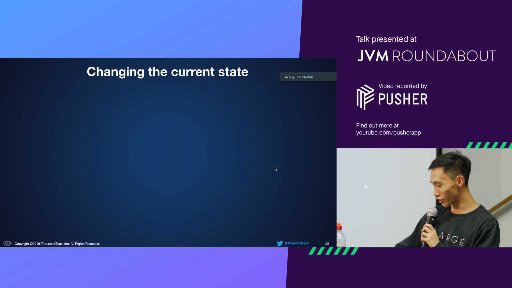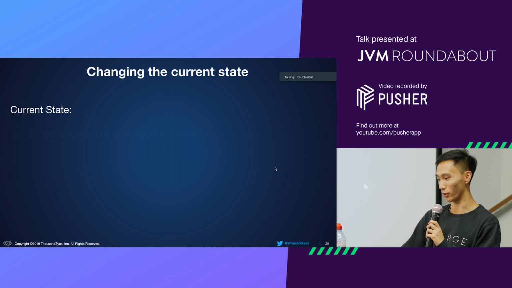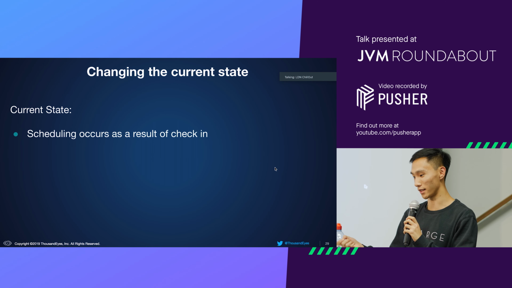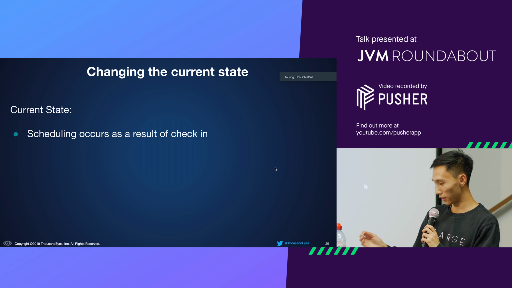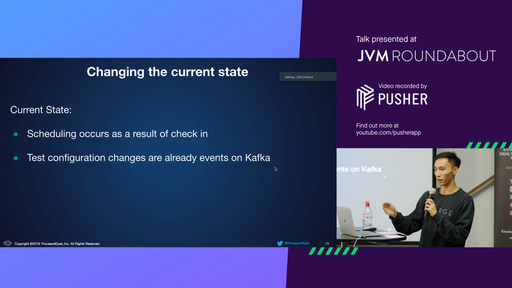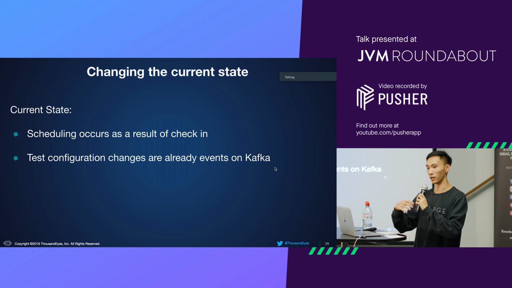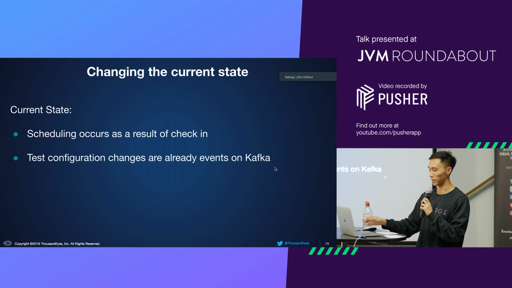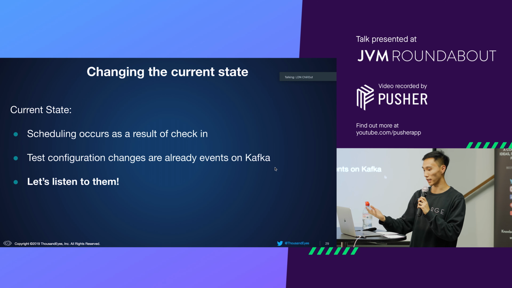Currently, the scheduling only happens when an agent checks in with our backend. So the scheduler only runs as a result of a check-in. It doesn't run as a result of anything else. And the scheduler doesn't know when the test configuration changes. But the test configuration changes are already events on Kafka. This is what allowed us to do the whole left join thing we saw a couple of slides back. So we're able to listen to these test configuration changes as well, since they're already on Kafka.